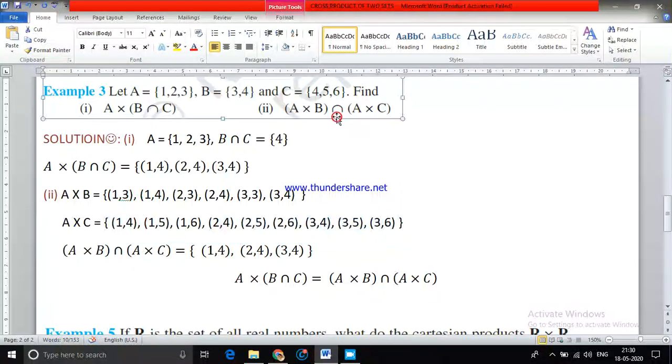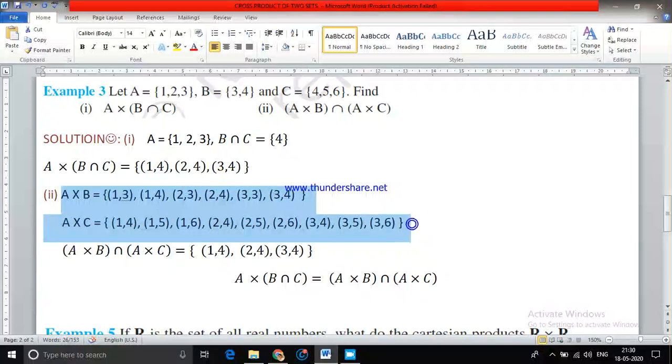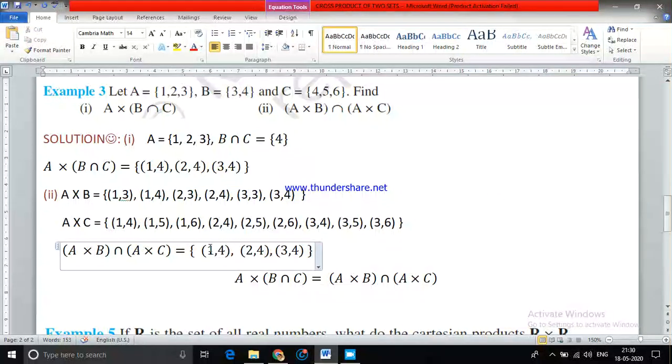Now what you have to find? Intersection of A cross B and A cross C. So the common elements of A cross B and A cross C will come here. If you want to check, is (1, 3) there in A cross C? I don't have it, but (1, 4) is there. Yes, here also (1, 4) is there. So (1, 4) is an element of the intersection.